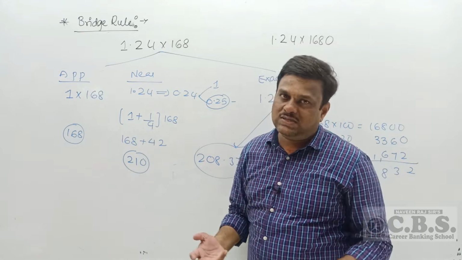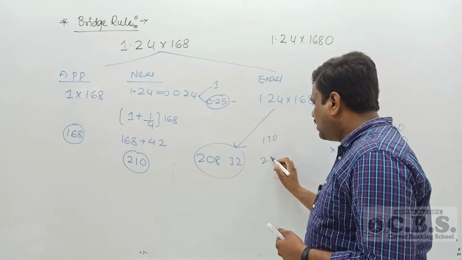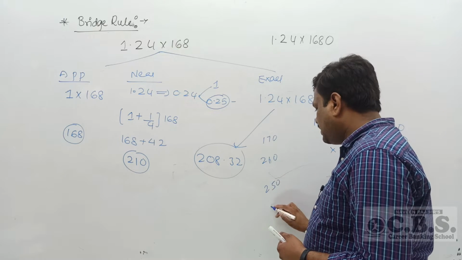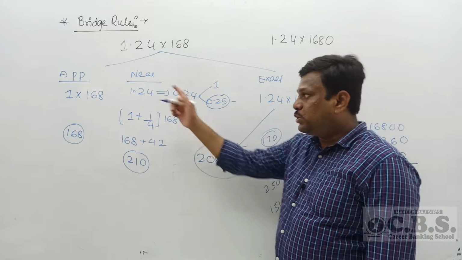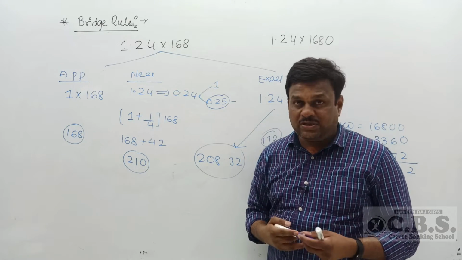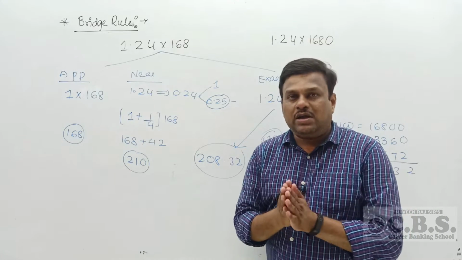You choose a wrong answer. Let me say the options are 170, 210, 250, and 150. Students will definitely choose 170 while doing an approximation. So this is the main problem while you're doing an approximation. So, my friends, you need to take a value near the options.